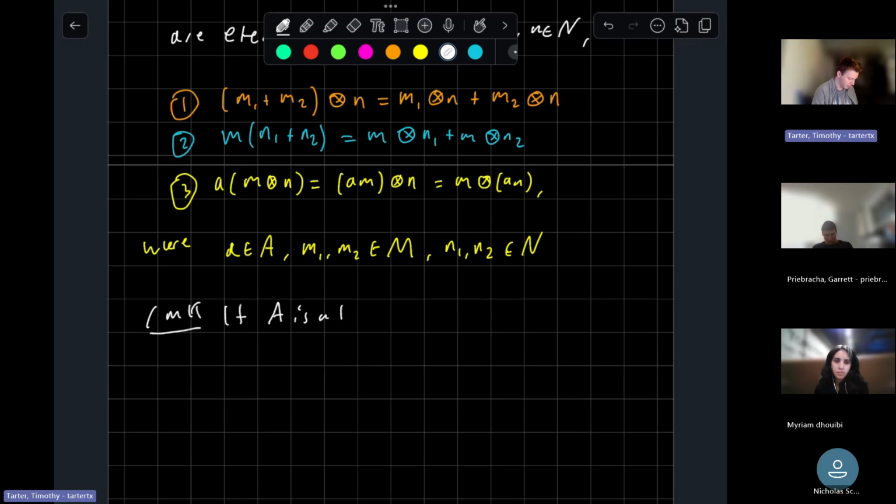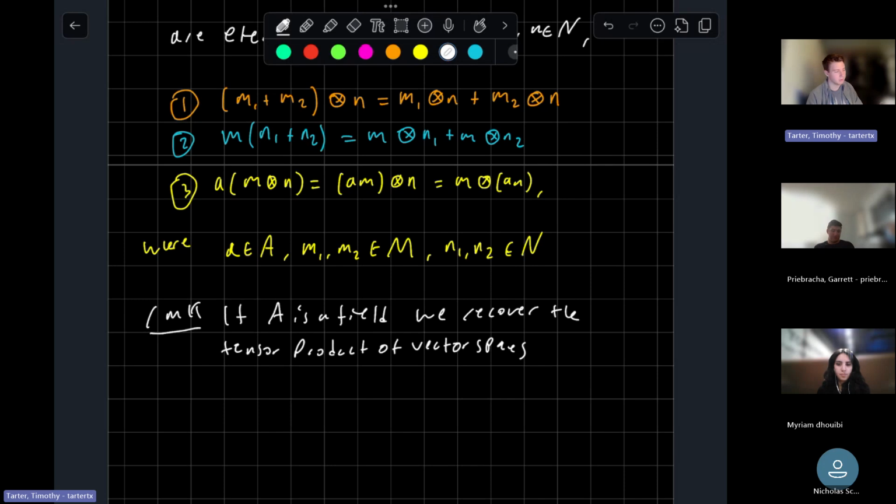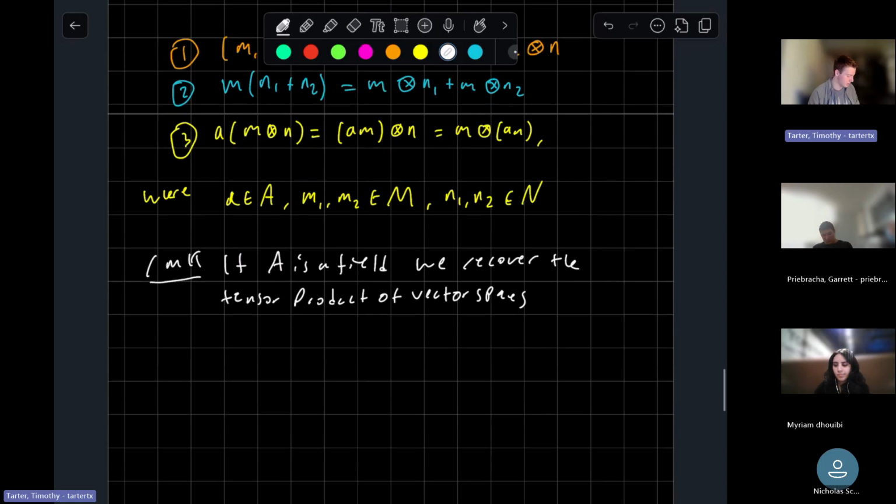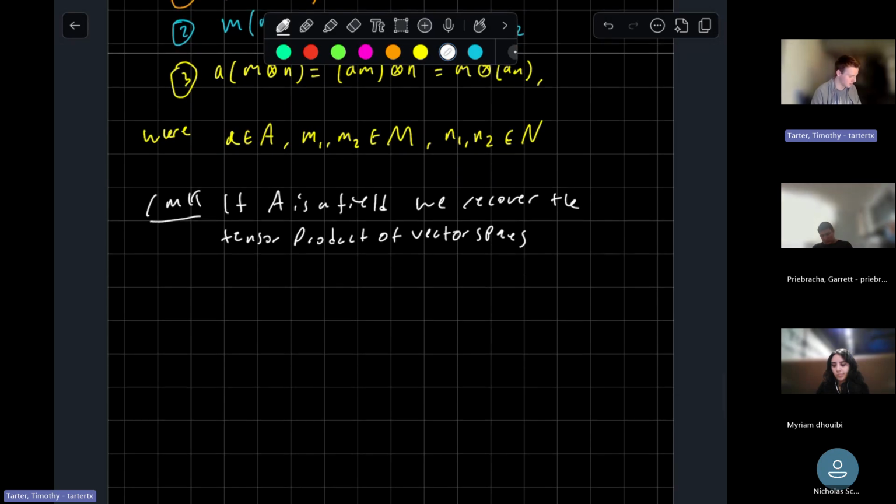As a remark, if A is a field, we recover the tensor product of vector spaces. And this is the one that I guess shows up in physics. We're going to use tensor products in a way that nobody in applied math does, as far as I know. Maybe in some machine learning papers, but I don't know a lot about machine learning. I'm sure I've seen some people use tensor products.